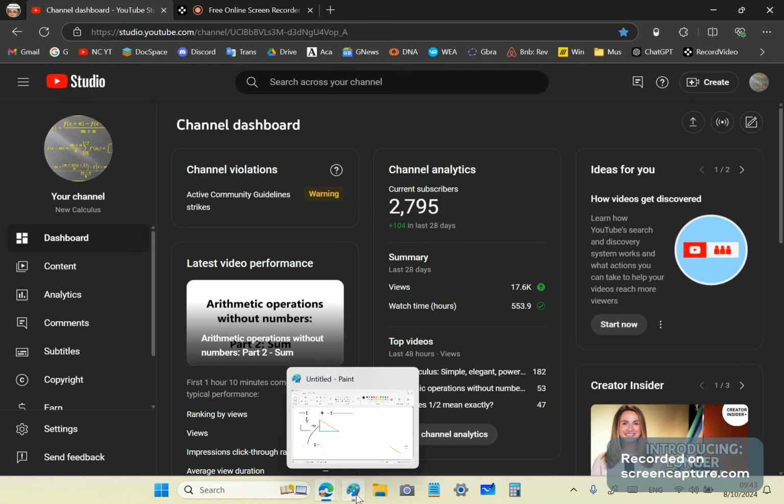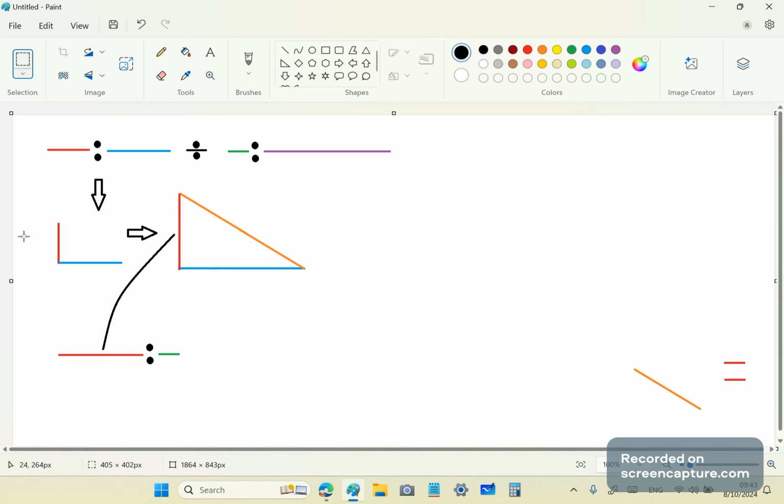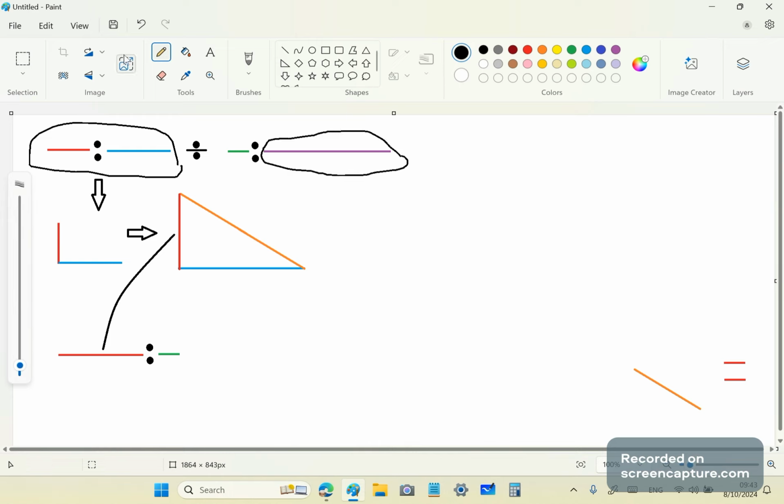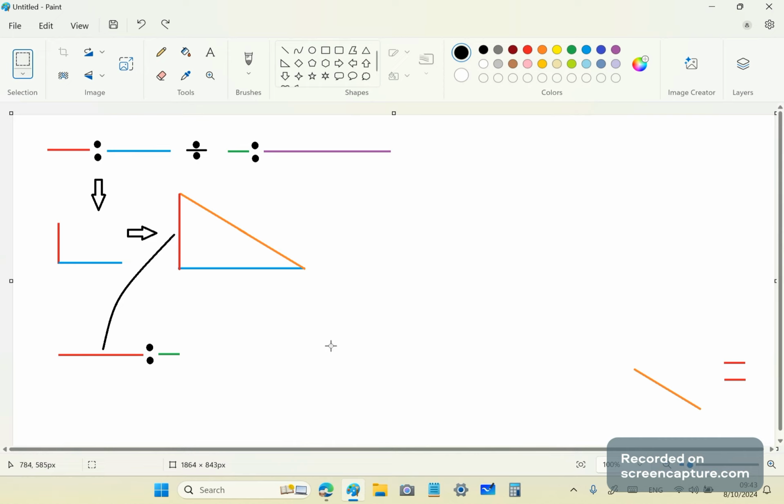So let's begin. Remember, in the last video I showed you how you can convert this first ratio so that it has the same consequent as this ratio that I'm circling. The way to do that is by representing the ratio with the antecedent vertically and the consequent horizontally. Then we take this consequent and draw it down here, right?